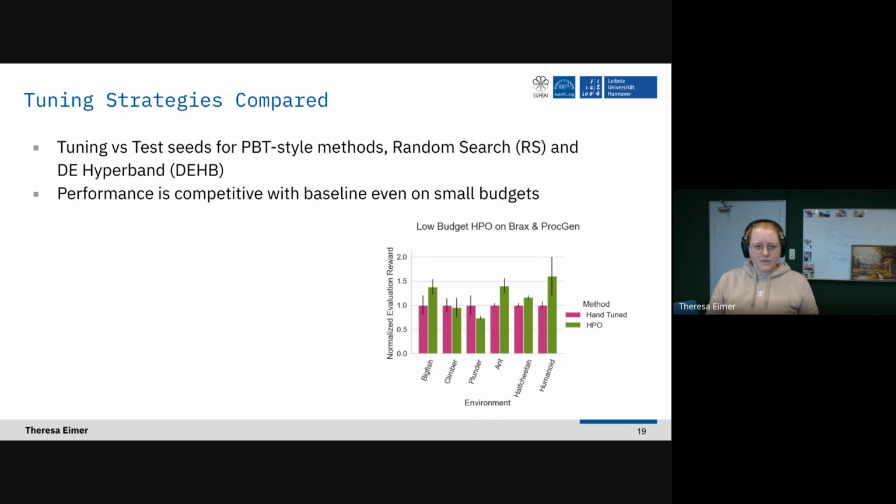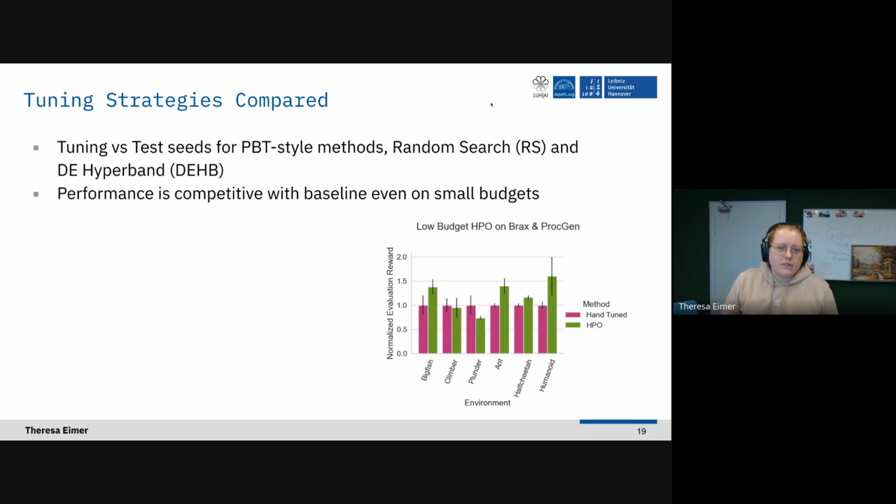It's a combination of two things. Hyperband is a scheduler, meaning it selects how long we run our agent for until we say, okay, this is the performance we're just going to use as an estimate. DE is an evolutionary strategy.